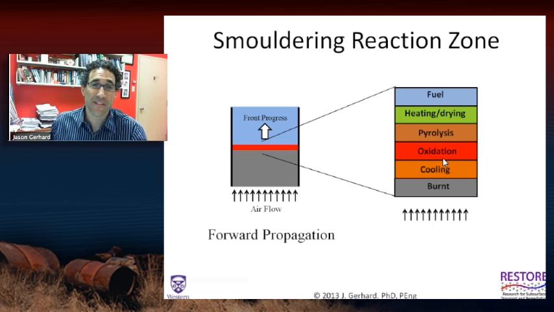Now, behind that is the front, the oxidation front. That is where the oxygen is combining with the heated fuel, the pyrolyzed fuel, and is producing energy primarily. And so the energy is basically being produced in this red layer, and it's being consumed in these two layers. And that is why smoldering is such an energy-efficient reaction. All the energy is being produced and consumed basically within this front.